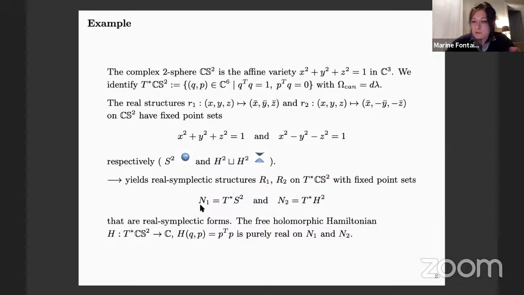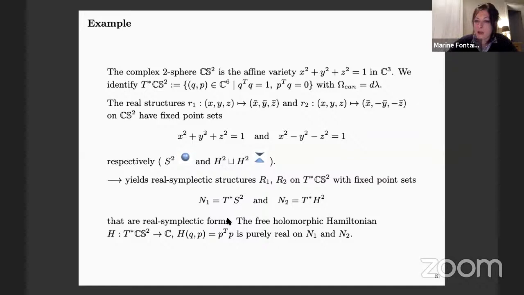There's nothing special about this free Hamiltonian. There are many Hamiltonians in general that satisfy this, that are real on those two real forms. So you can somehow relate dynamics on spheres and hyperboloids in that way.